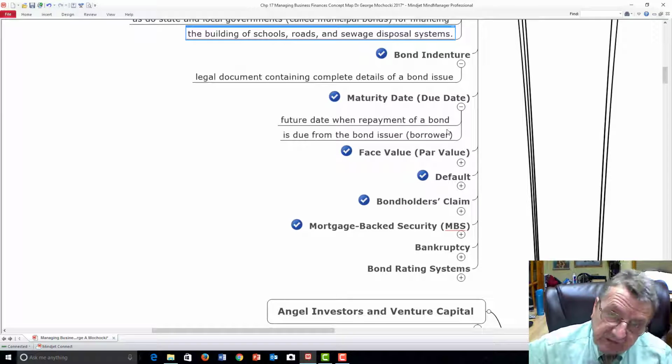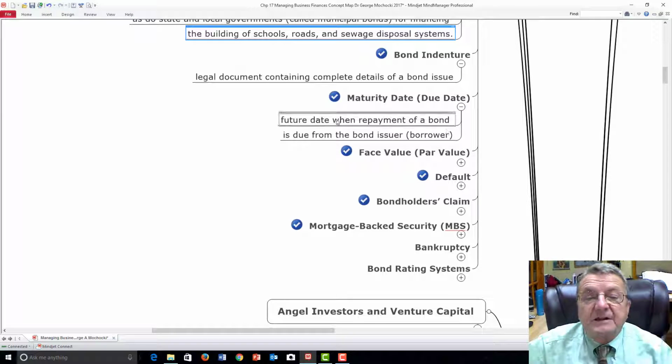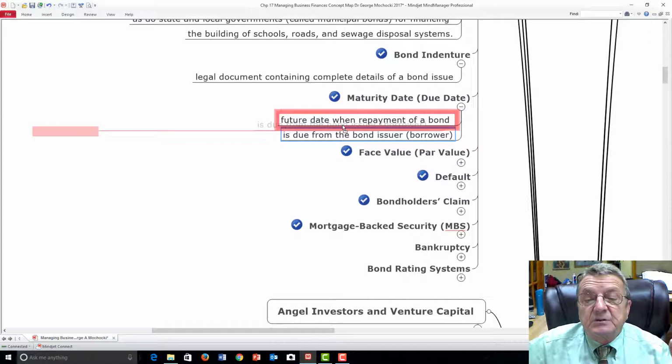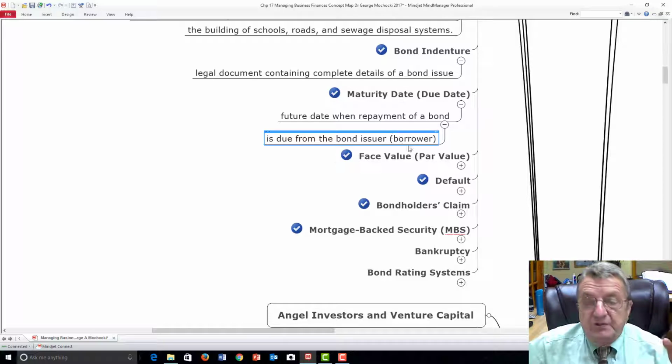Maturity date. These are just things on top of a bond that you could find: the future date when repayment of the bond issue is due. So you have your maturity date. If you get a U.S. Treasury bond, in 25 years it'll be worth $50. Now you only pay 20.